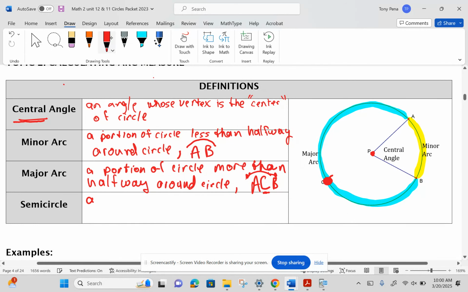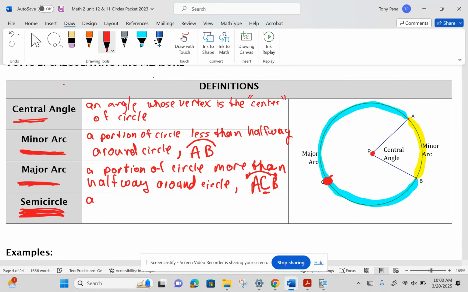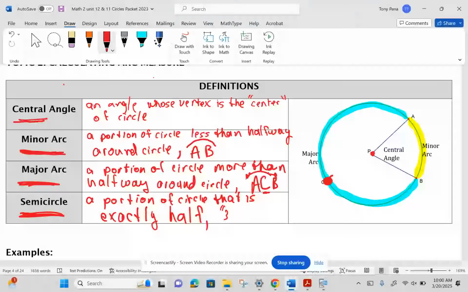Okay, and then this one we know. If this is less than half, this is more than half. You've known this, I'm sure, for many years. A semicircle is a portion of a circle that is exactly half. Now, I don't have enough letters up here, the diagram won't work, but in order to name this, you must name it with 3 letters as well. Okay, so minor arcs, 2 letters, major arcs, 3 letters, and if we have to name a semicircle, you're going to name it with 3 letters as well. Okay?